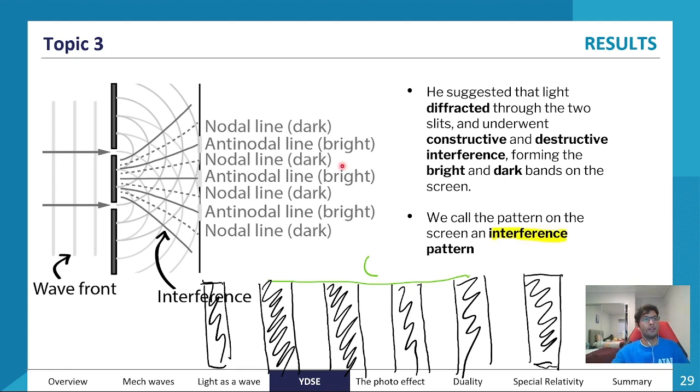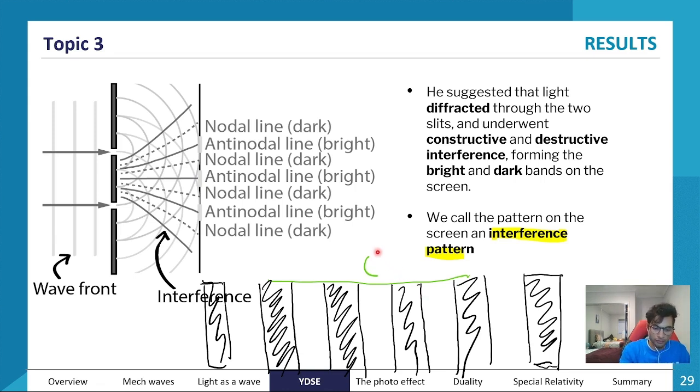So what happened was, these are two slits, right? The light waves have diffracted and spread out at this slit and at this slit. And what happens is when they reach the wall.